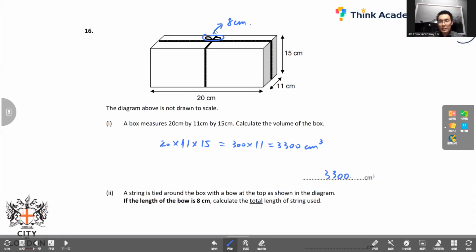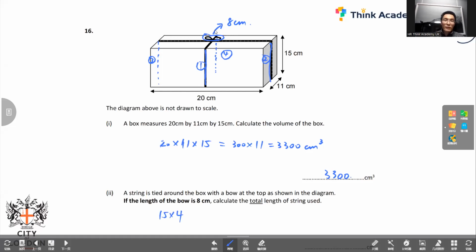Calculate the total length of string used. So apart from this 8 centimeter bow, we need to add all of these lines together to find the total length of string used. That includes the height, the 15. One of them, okay, this is 1, this is 2, this is 3. On the left-hand side is covered, we cannot see it. And then one on the back side, we cannot see it as well. So 4 of the height, 15. So 15 times 4 first.